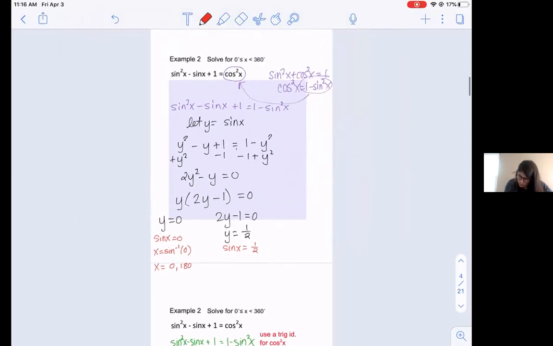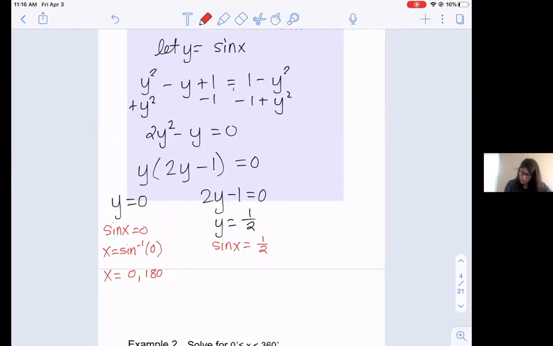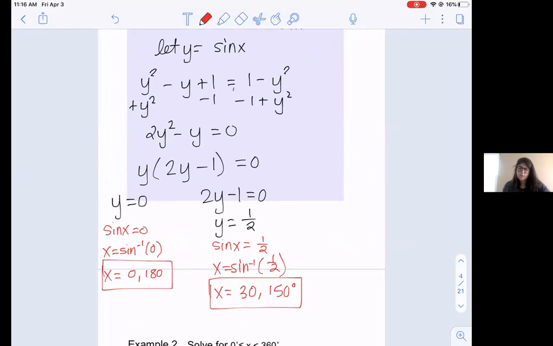Okay, and we want to look at that, and that tells us that I'm going from 0 to 360, not including 360. Okay, so then this x is sine inverse of 1/2. So I'm looking for, on my circle, where's my y coordinate 1/2, and that is at angle 30 degrees and 150 degrees. Okay, so that is my final answer.